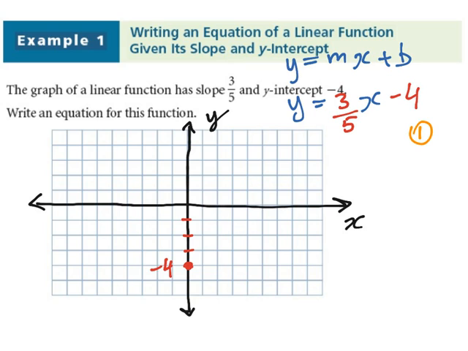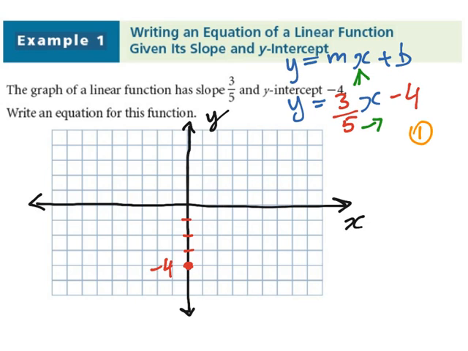Now, how to do that? We know that the slope is a fraction. The 3 is the rise. That means our graph will go 3 units up and always 5 units across to the right.